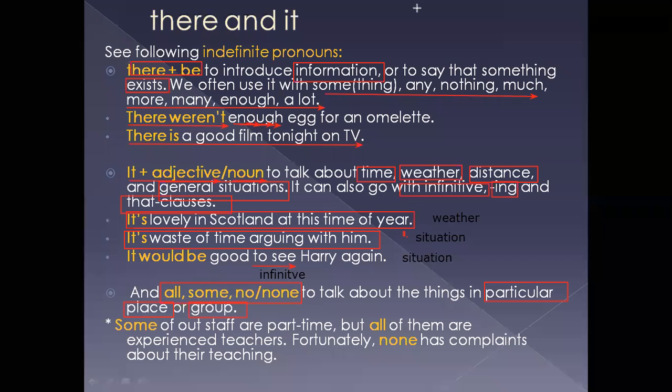So here, some over here, and all over here, and also around here, I think, none has complaints about their teaching. So what are these? They are talking about a particular place or particular group. For example, some of our staff. Sorry, there's a mistake again. I'm sorry. Here, instead of T, it should be our.